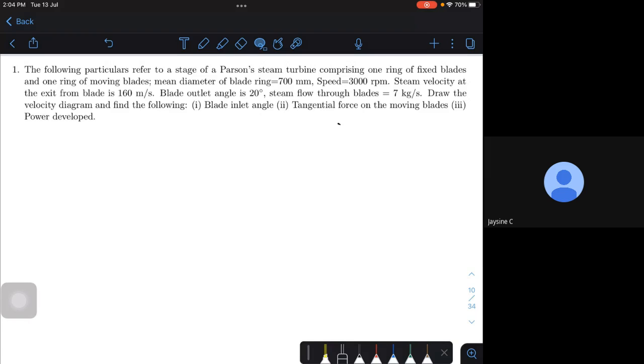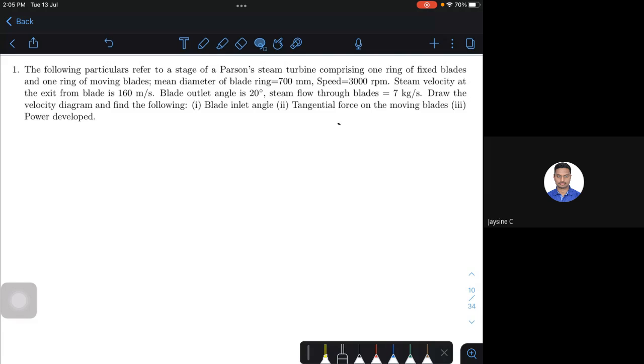Okay, fine. So let's try to solve some numericals. So the first problem is something like this. The following particulars refer to a stage of a Parsons steam turbine comprising one ring of fixed blades and one ring of moving blades. The mean diameter of the blade ring is 700 mm. The speed is 3000 rpm. The steam velocity at the exit from the blade is 160 meters per second. The blade outlet angle is 20 degrees.